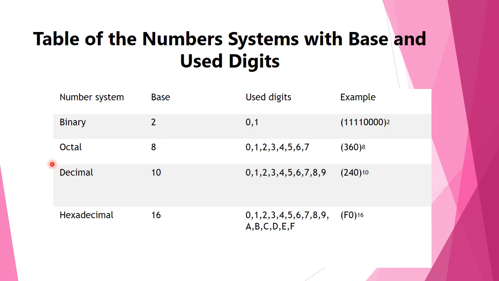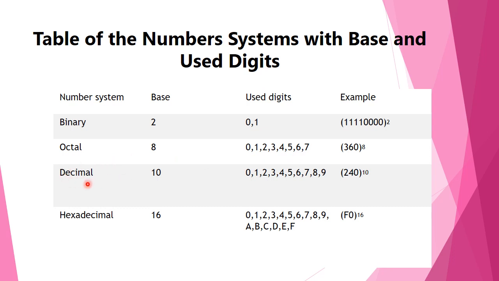Then the octal number system: the base is 8 and the digits used here are how many? 8 digits, and they are 0 1 2 3 4 5 6 7. Only these 8 digits are used for the formation of an octal number. For example, 360 to the base 8. So your base is how much? 8, since 8 digits are used.